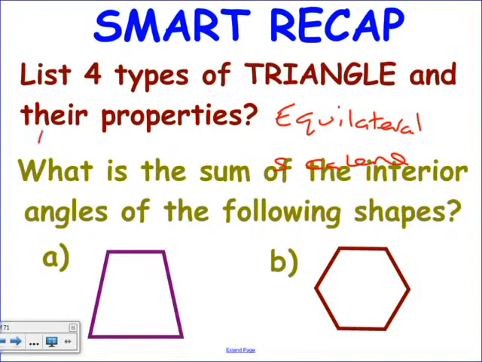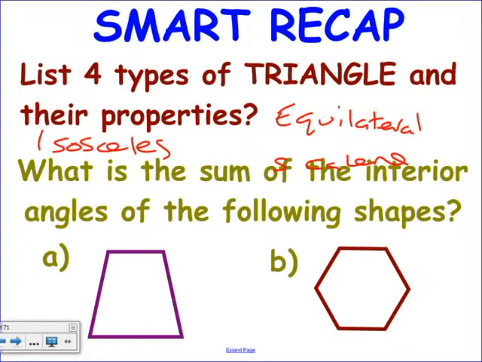Isosceles. Spell it. It's a weird name. Isosceles, and what makes an isosceles triangle? 2 sides and 2 angles are the same. Yeah, and they go hand in hand. So if you get a triangle where 2 angles are the same, 2 of the sides must be the same. Or conversely, if 2 sides of a triangle are the same, then 2 of the angles must be the same. Okay? They go hand in hand. Last triangle then.